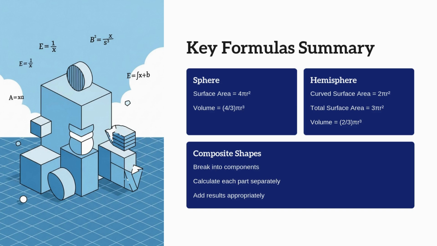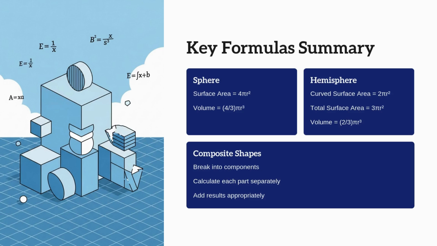2. Hemisphere. Curved surface area: 2 multiplied by pi multiplied by radius squared. This is half the curved surface of a sphere. Total surface area: 3 multiplied by pi multiplied by radius squared. This includes both the curved surface and the circular base. Volume: 2/3 multiplied by pi multiplied by radius cubed. This is exactly half the volume of a sphere.